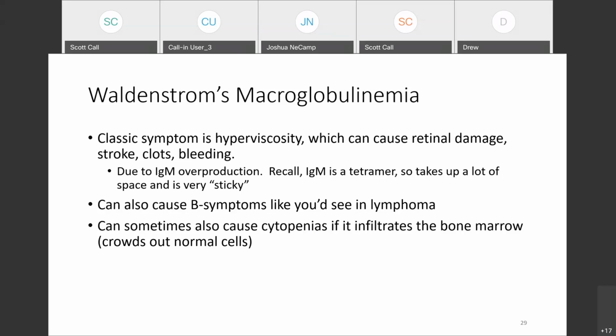So kind of a classic finding is seeing retinal damage, seeing retinal hemorrhages, seeing sausaging of the blood vessels. It can also cause strokes and clots and bleeding. It can also cause B symptoms like you would see in a lymphoma, more so than in myeloma. The reason for that is because it is a lymphoma. It's lymphoplasmacytic lymphoma. It can sometimes cause cytopenias because sometimes it can infiltrate the bone marrow and crowd out the normal cells. But by and large, it's a lymphoma that you often will see in the lymph nodes.